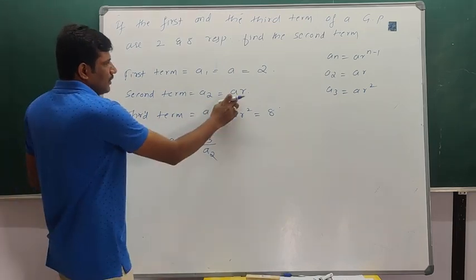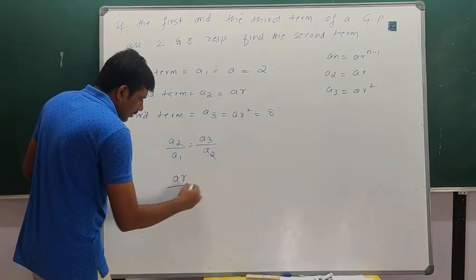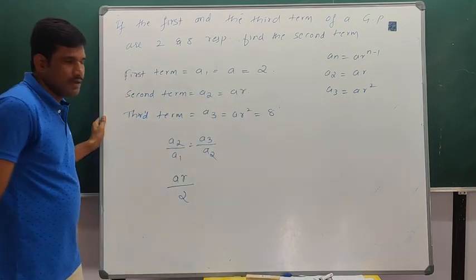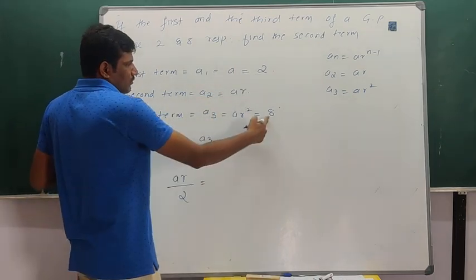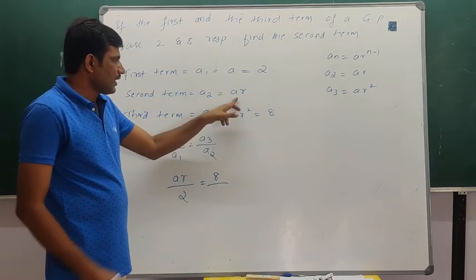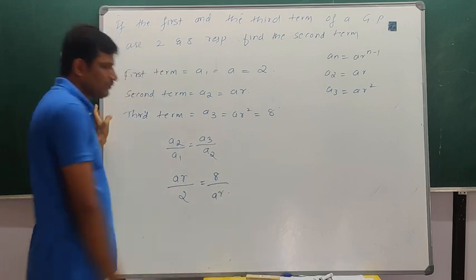What is the second term? Second term is AR divided by first term. What is the first term? First term is 2. Similarly, what is the third term? Third term is 8 divided by second term. What is second term? It is AR.